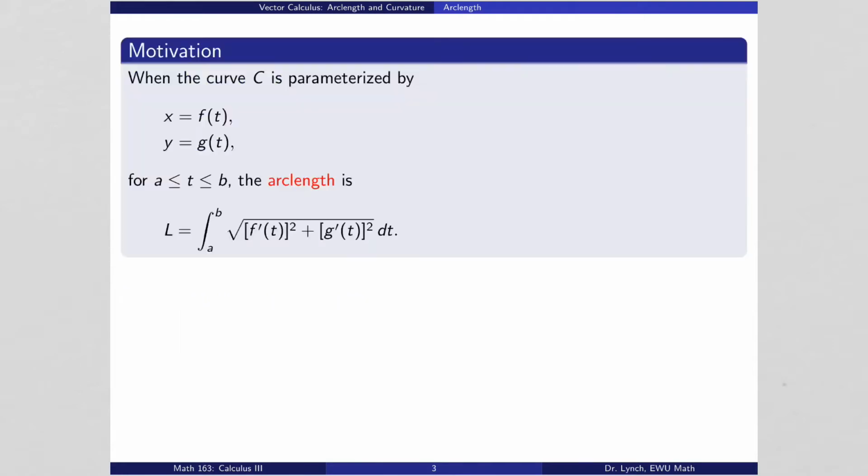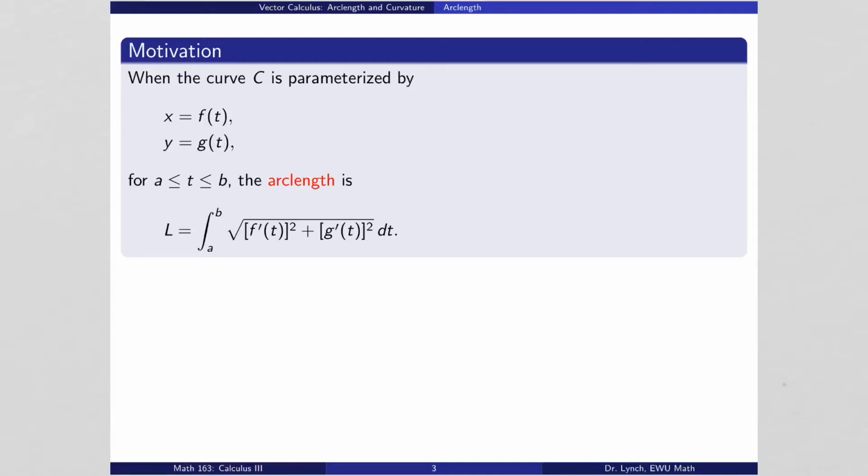So let's start off with arc length. Remind you that we've talked about arc length before. If you have a curve parameterized in R2, x is f of t and y is g of t, then the arc length L is given by an integral where the integrand is the square root of the sum of f prime and g prime squared. This is something we did before, and this is a familiar definition for arc length.